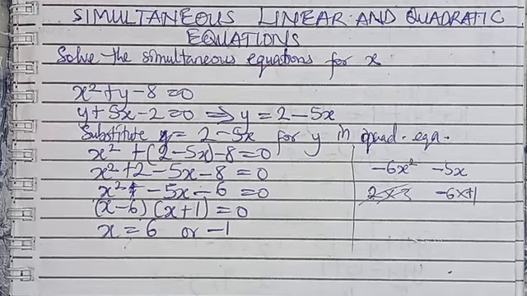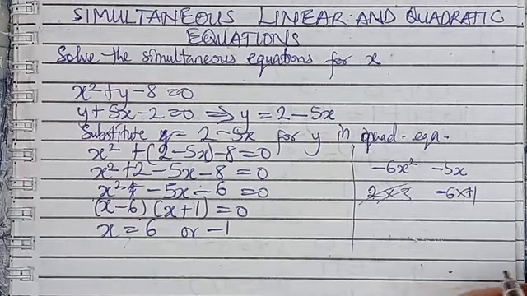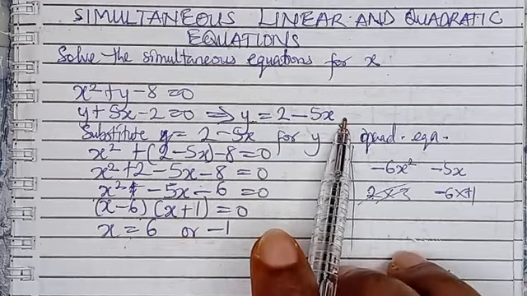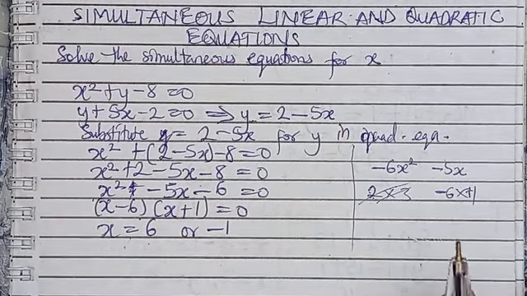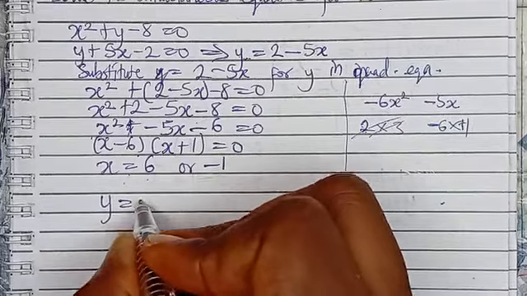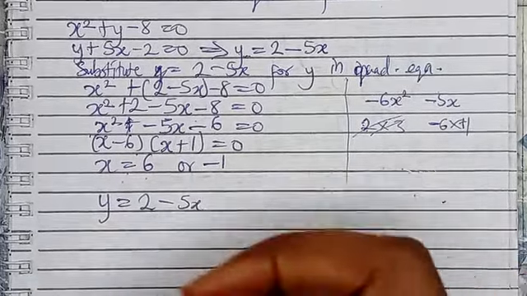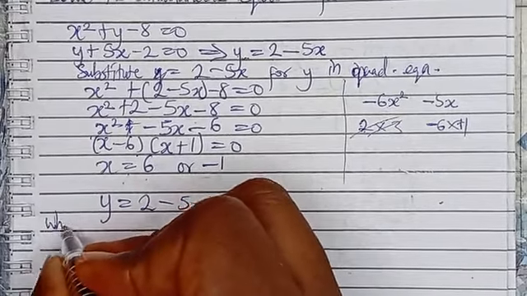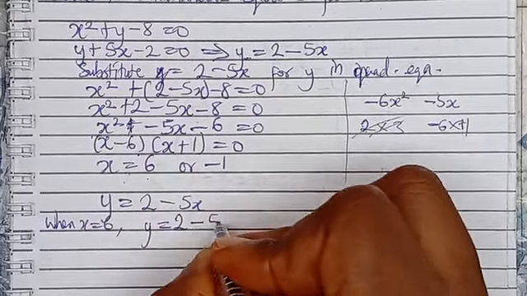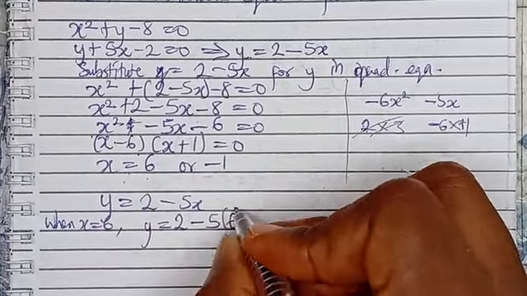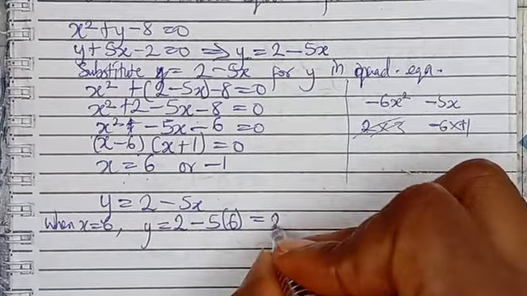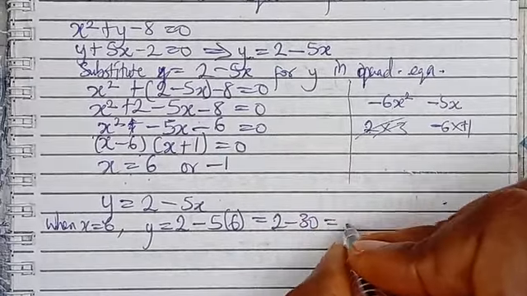But for us to get the values of y, because we know that these are coordinate points, what we have to do is go to this equation whereby we have that y is equal to something. We go there and substitute these values for x. So this is the equation we have: y is equal to 2 minus 5x. So when x is equal to 6, y will be equal to 2 minus, instead of 5x, we have 5 into 6. So 5 times 6 is 30, so 2 minus 30 is equal to minus 28.